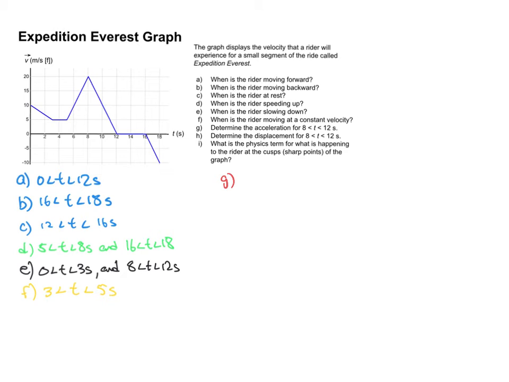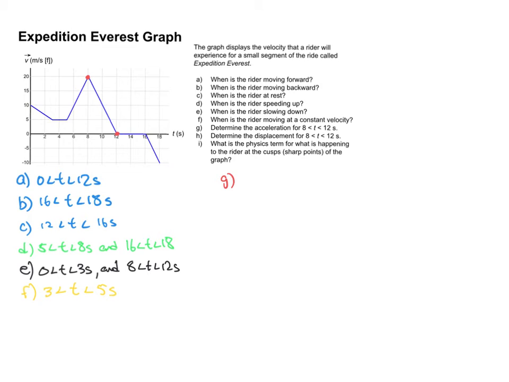Determine the acceleration for 8 to 12 seconds. So 8 to 12 seconds, I'll just put a couple points here. Here's 8 seconds, and here's 12 seconds. And those 2 points are joined by a straight line. So this is going to be a uniform acceleration. It's slowing down. And we want to calculate the value for that acceleration.